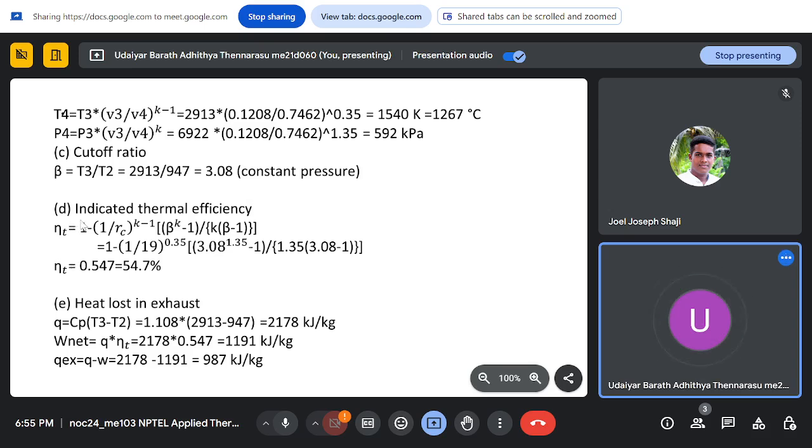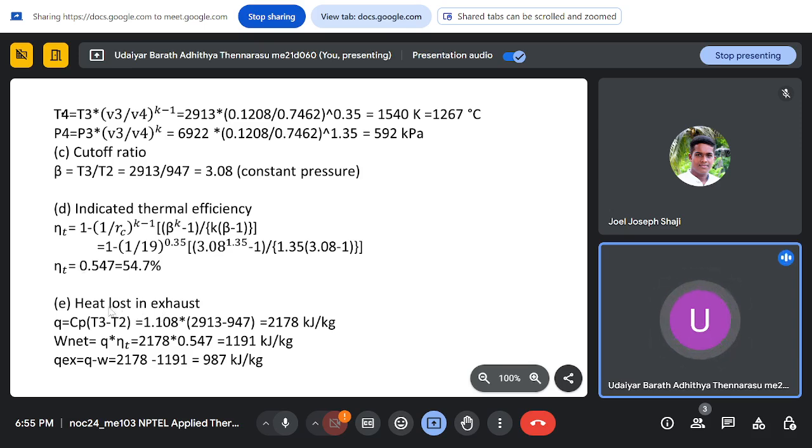So next is the thermal efficiency. So this is the indicated thermal efficiency formula. On substituting, it becomes 1 minus 1 by RC raised to power gamma minus 1, into beta raised to power gamma minus 1, where this beta is your cutoff ratio, divided by gamma into beta minus 1. So substituting all the values, we will get 54.7%. So that is the efficiency.